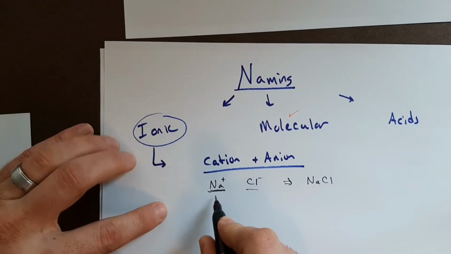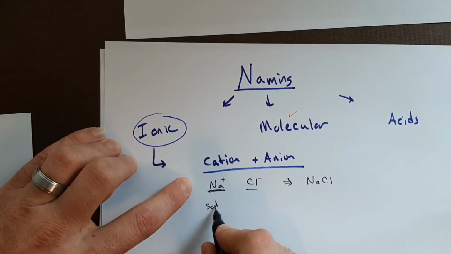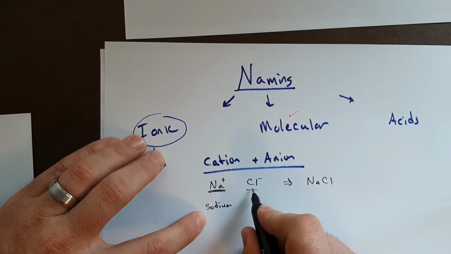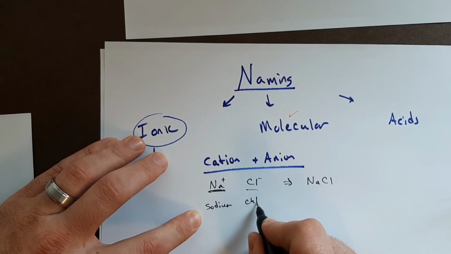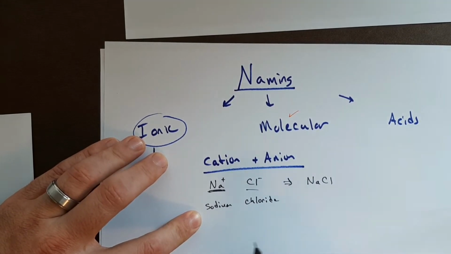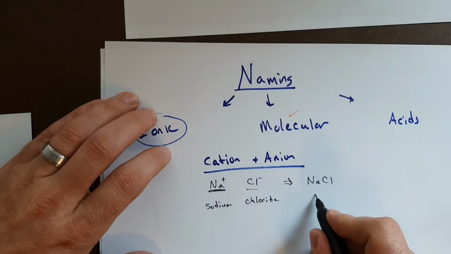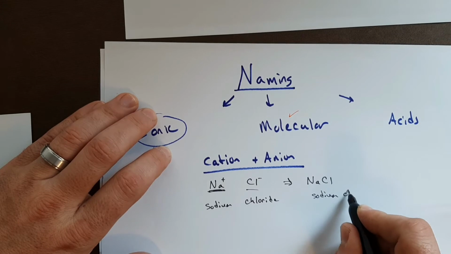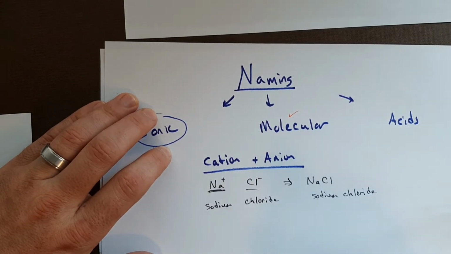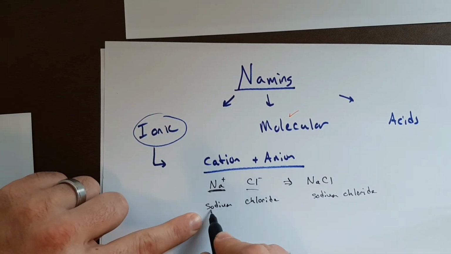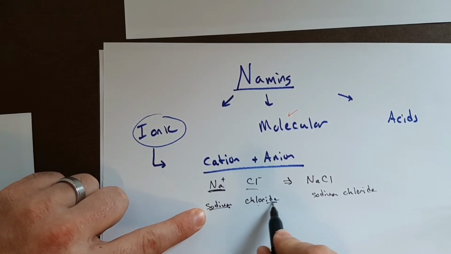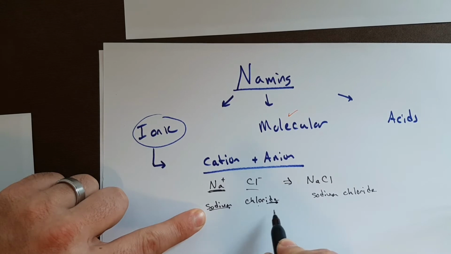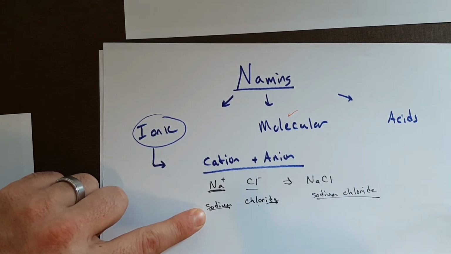So cations, we just give them their name. Anions, if they're a single element, we just change the ending to IDE. So this one, instead of chlorine, we call it chloride. This chemical then, you just put the 2 names together: sodium chloride. That's it. So to review, cations, if they're a single element, just get their name. Anions, if they're a single element, get their ending changed to IDE, and you just put the names together like that.